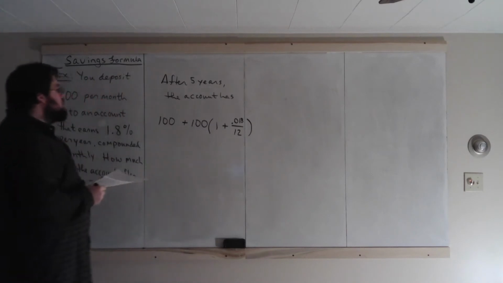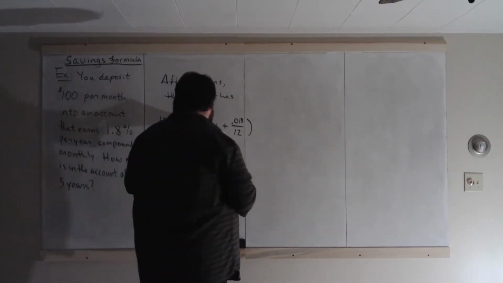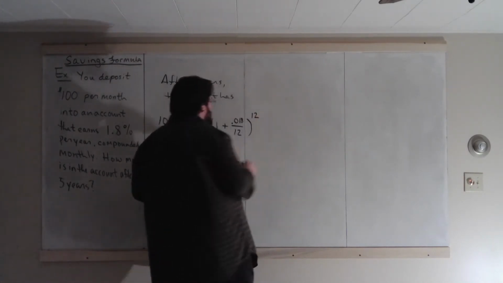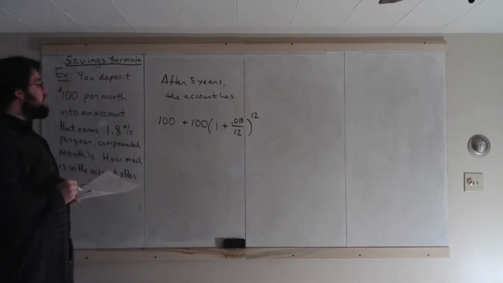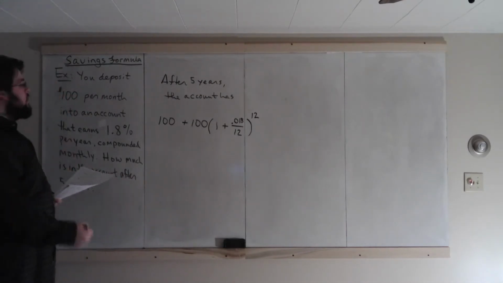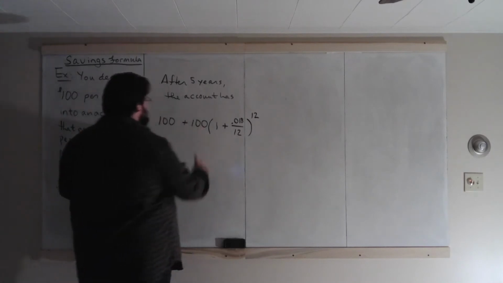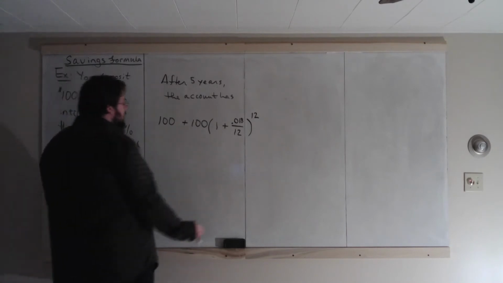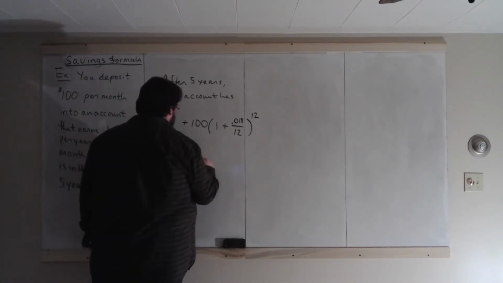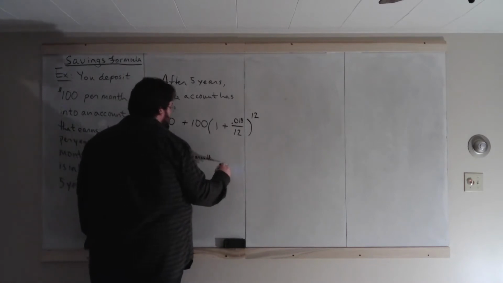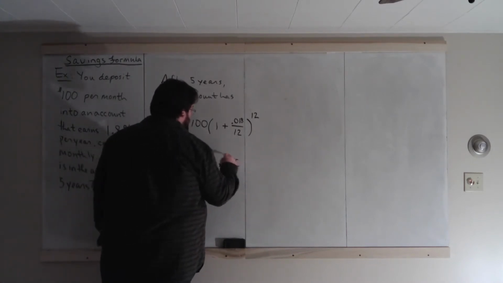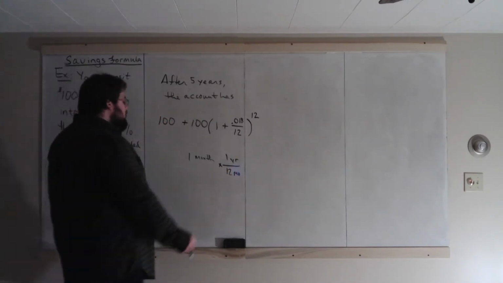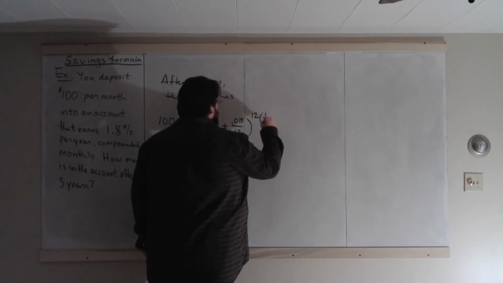And for how long? Well, this is m times t. M is 12, the number of compounding periods, times the number of years that it's been there. How many years has this $100 been in an account accumulating interest? Well, it's been in for 1 month. What's 1 month in years? Well, it's 1 month times 1 year divided by 12 months. Month cancels, you're left with year. So it's 12 times 1/12.